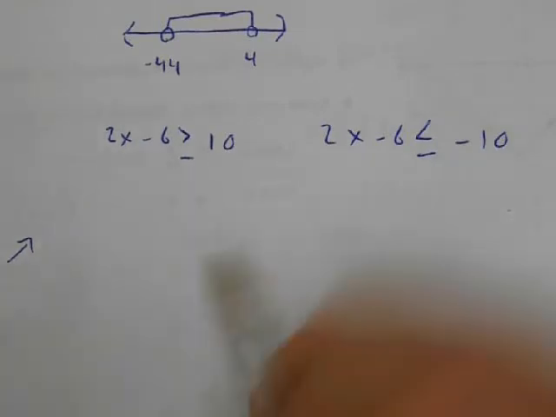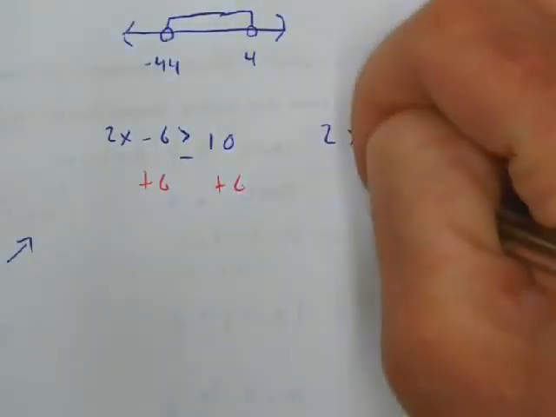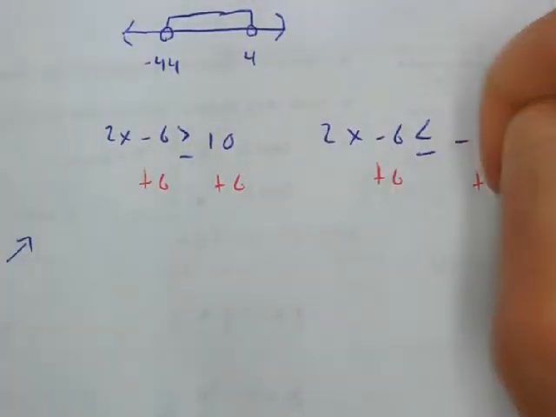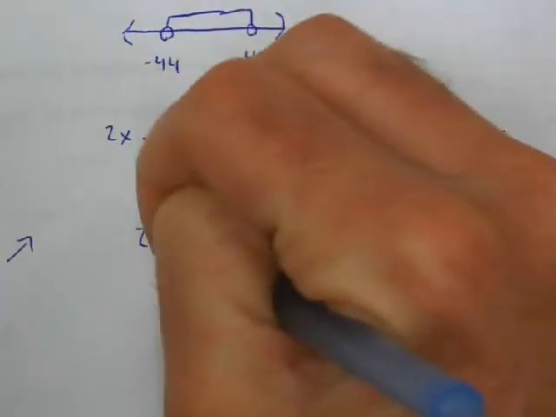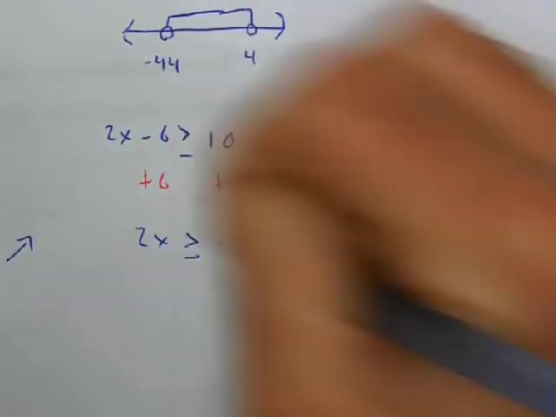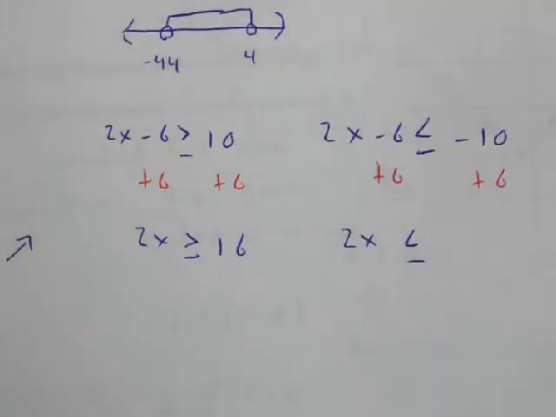To get x by itself, I want to start by adding 6 to both sides of my equation. And I'm going to do these at the same time since the left side of the equation is the same in both of them. And I get 2x is greater than or equal to 10. I'm sorry, 2x is greater than or equal to 16. And 2x is less than or equal to negative 4.